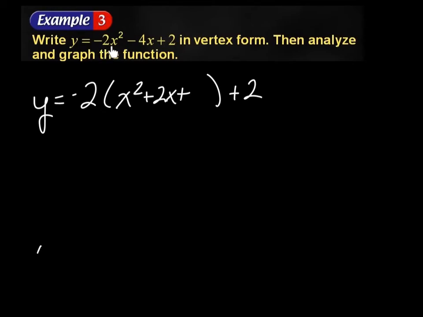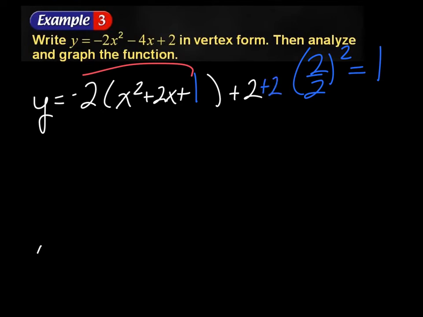We have a negative 2 as a coefficient in front of our x squared. To complete the square, we don't want a negative 2, so we need to factor that out. Negative 4 divided by negative 2 is 2. And now I'm going to take that 2 to use to complete the square. So I need to take 2 divided by 2 squared. And if I add 1 inside the parenthesis, I'm really adding a negative 2. So to keep it balanced, I need to add a positive 2 on the outside of the parenthesis, so it's equivalent to our original function.